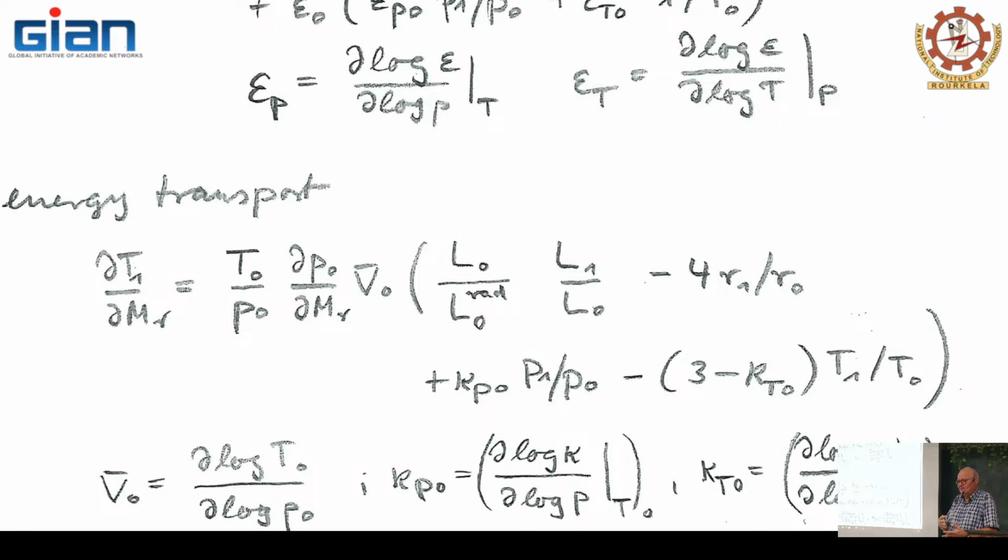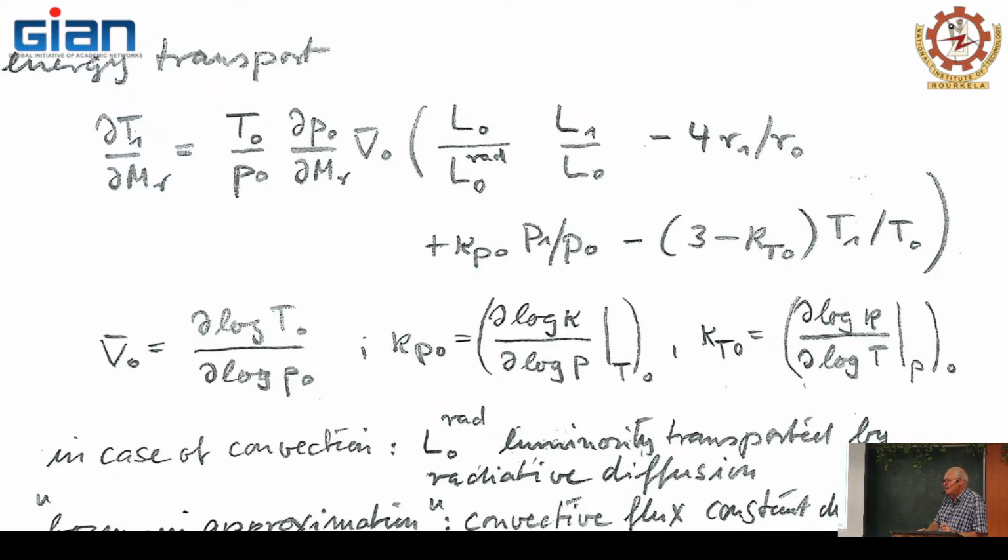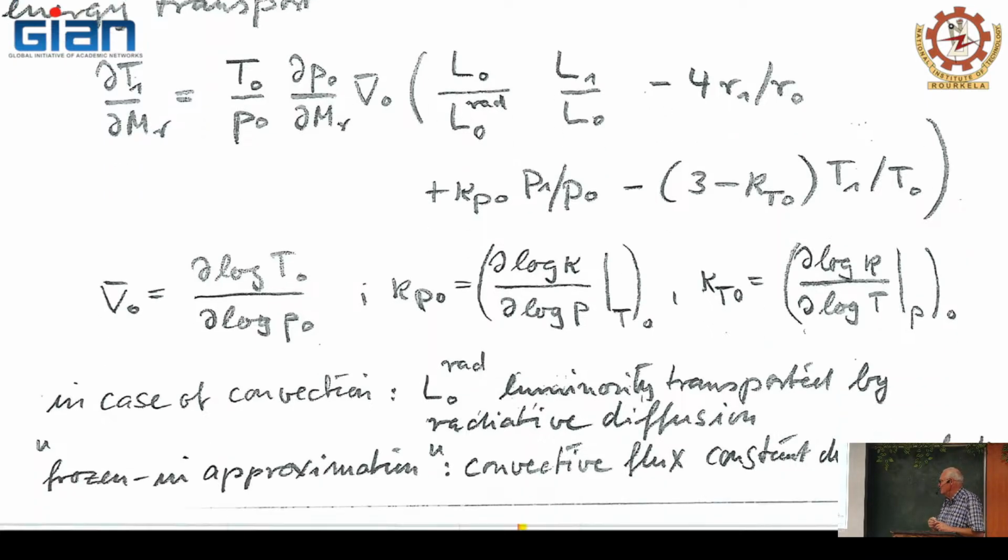So if there is convection in our star and we are considering pulsations, then we somehow have to deal with the convection, and actually there is no real theory and no real satisfying approach for that. One of the approaches which is nevertheless used is the so-called frozen-in approximation. Well, what is the frozen-in convection?